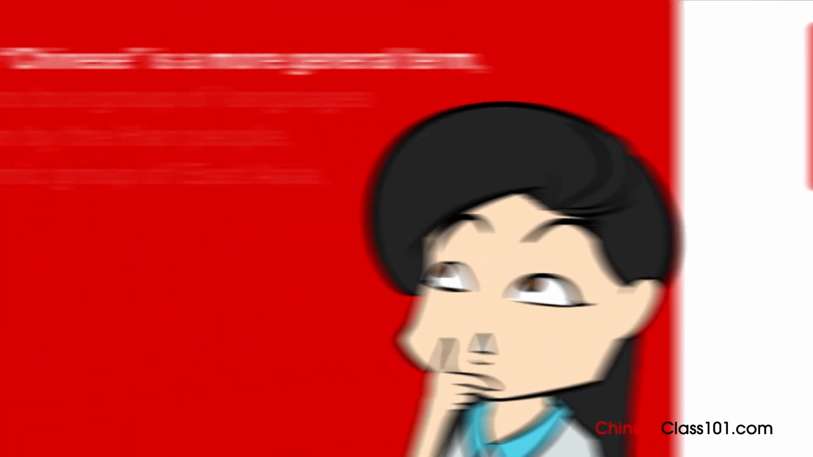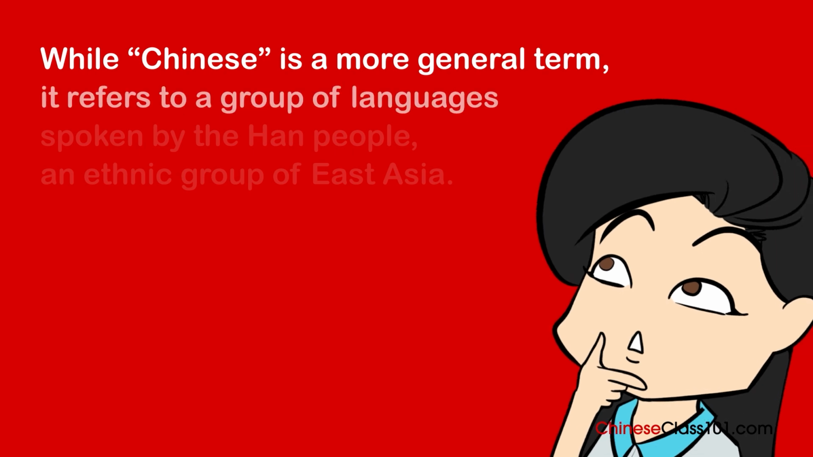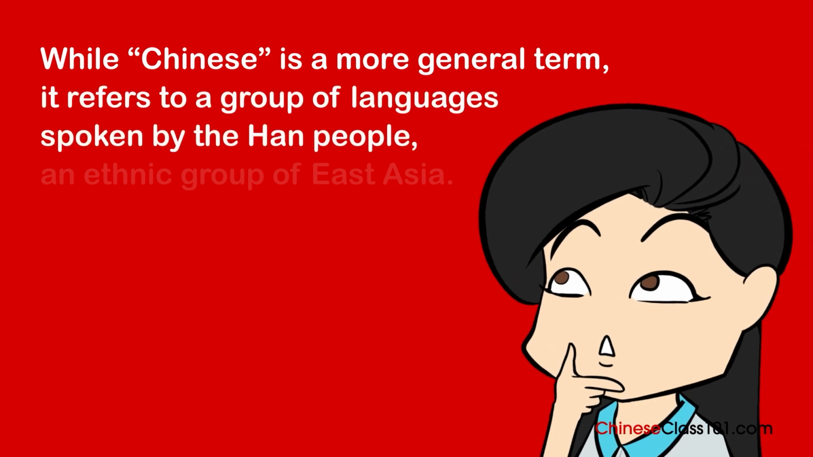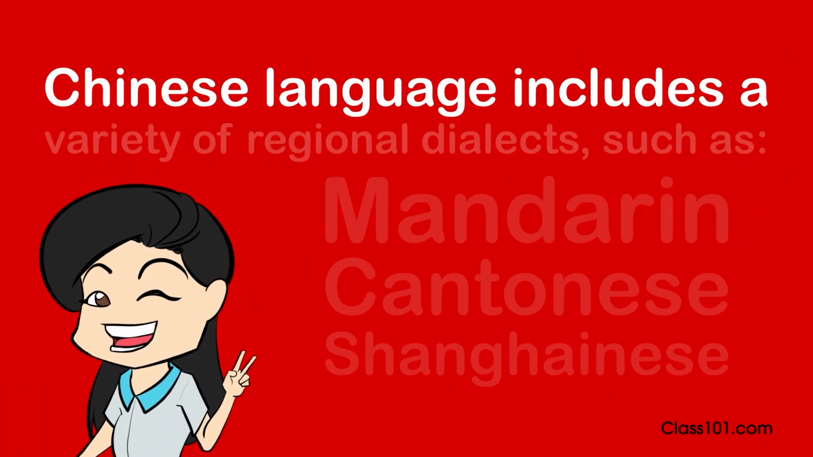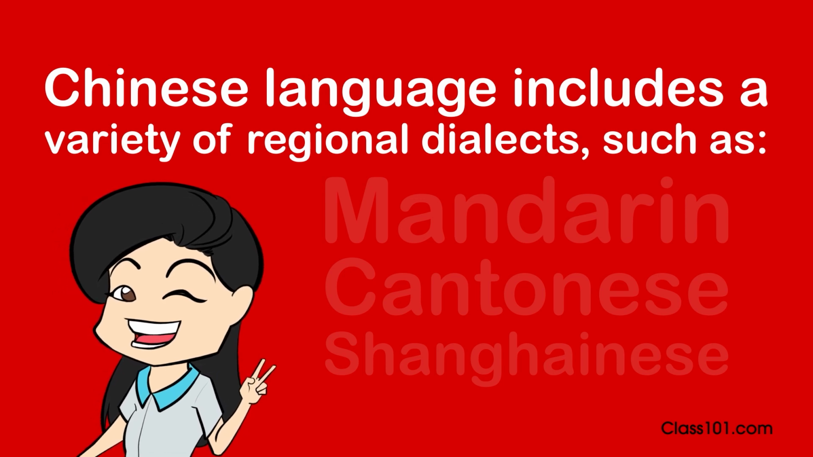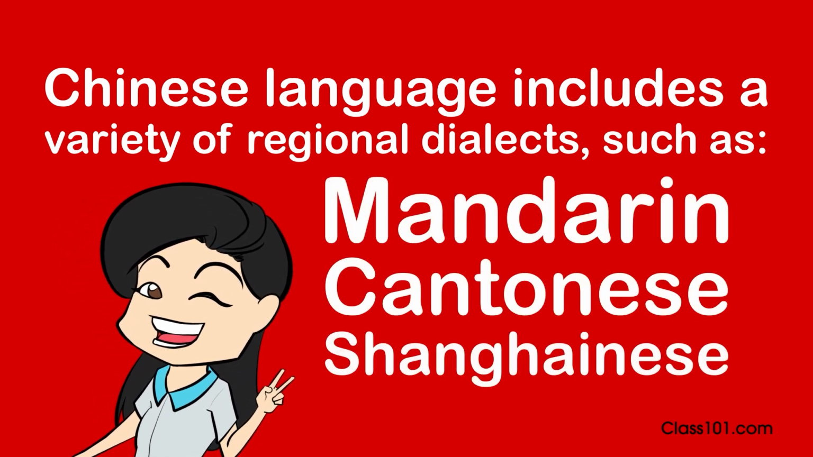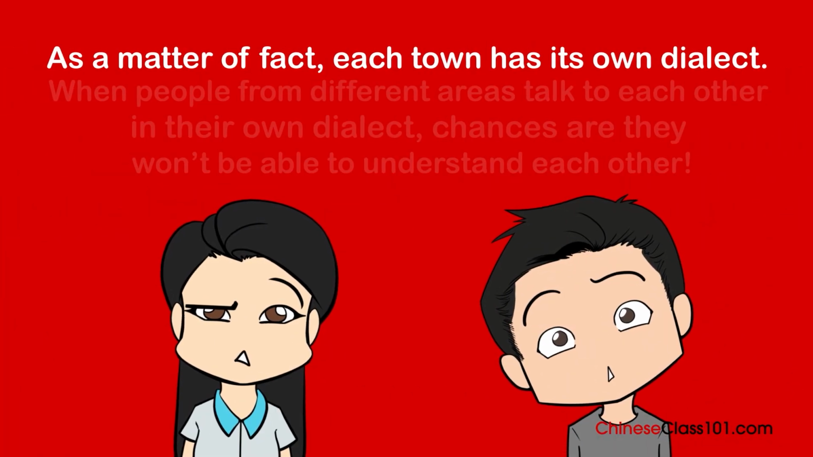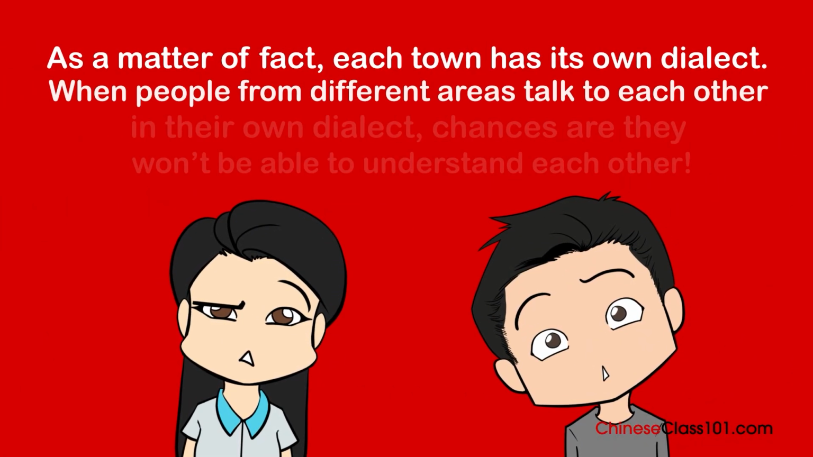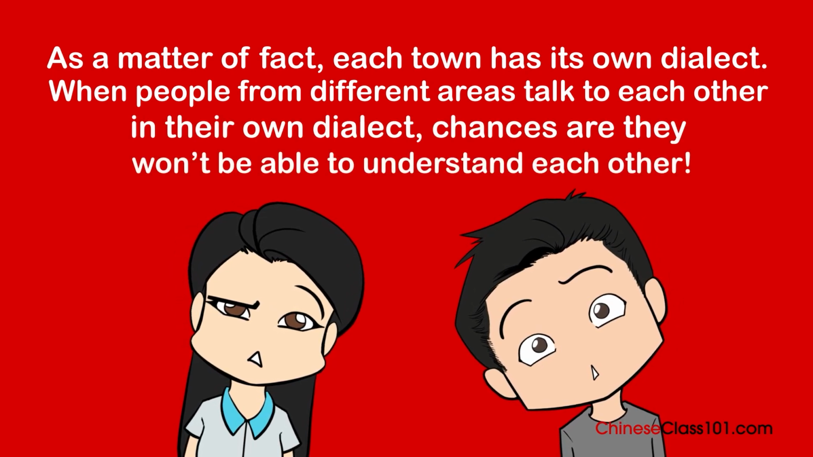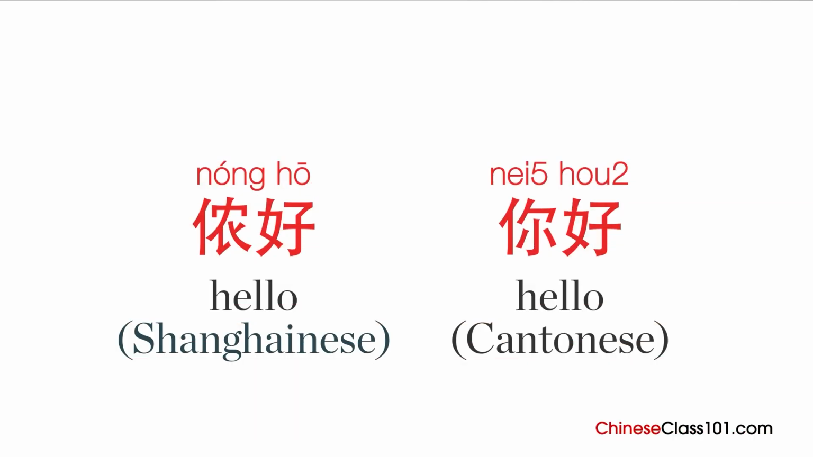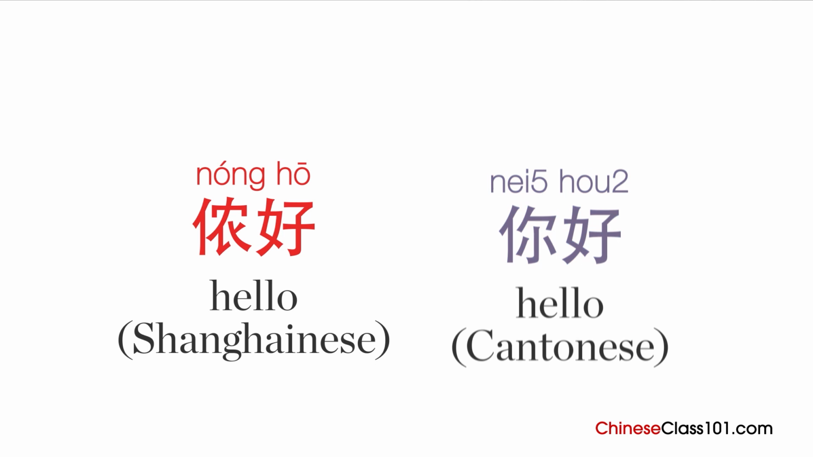city of China. While Chinese is a more general term, it refers to a group of languages spoken by the Han people, an ethnic group of East Asia. Chinese language includes a variety of regional dialects, such as Mandarin, Cantonese, Shanghainese, etc. As a matter of fact, each town has its own dialect. When people from different areas talk to each other in their own dialect, chances are they won't be able to understand each other. For example, in Shanghainese, people greet each other by saying 侬好, whereas in Cantonese, people say 你好.